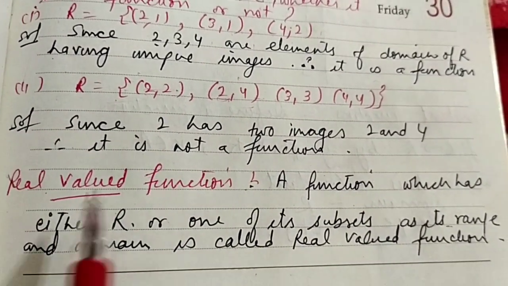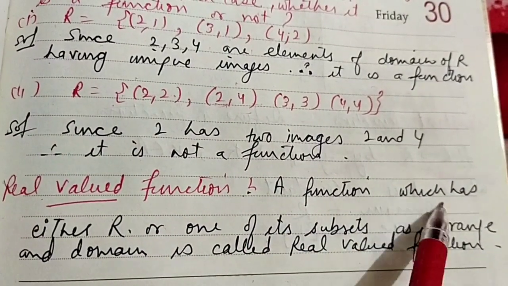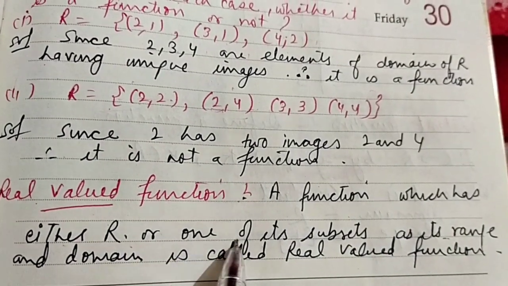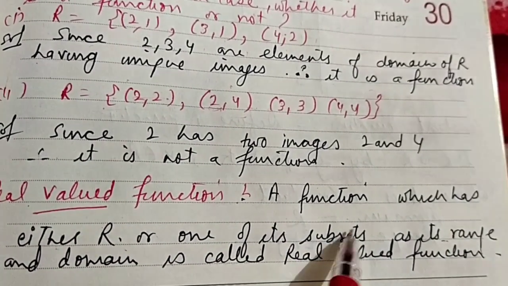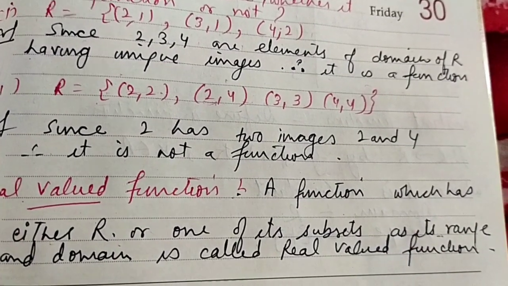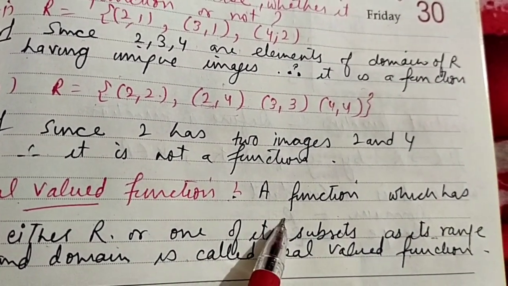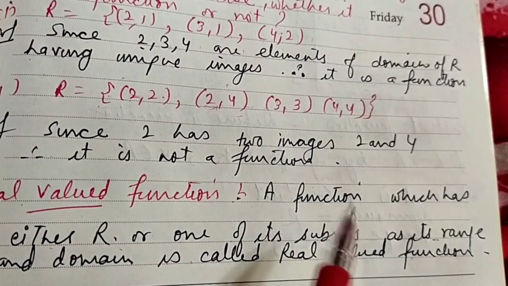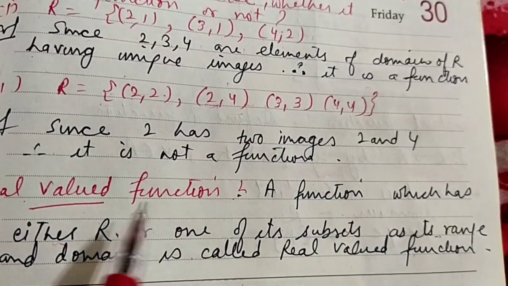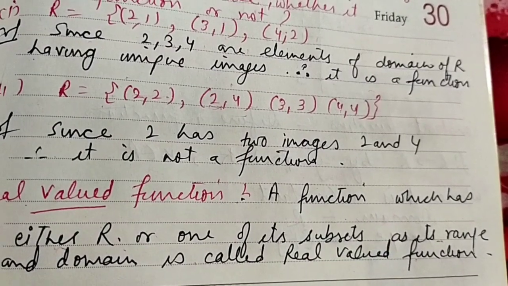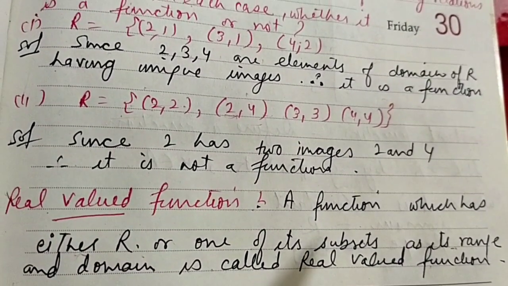Next is real valued function. A function which has either R or one of its subsets as its range and domain is called a real valued function. The function whose domain or range is either the real numbers or some subset of the real numbers, we will call a real valued function.